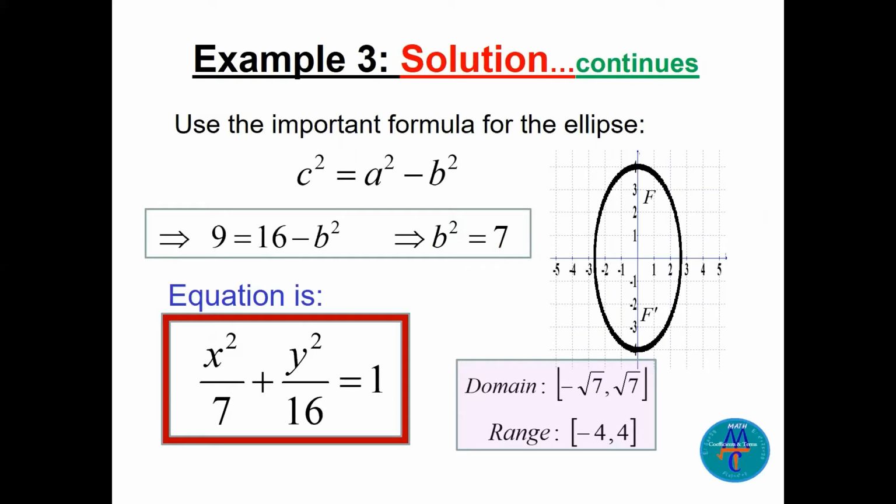I know the formula is c squared is equal to a squared minus b squared. So you put the numbers there, b squared will be 7. Since this ellipse has a vertical major axis, the bigger number should be under the y. So this is x squared over 7 plus y squared over 16 is equal to 1. This is the domain and this is the range. I explained that before.